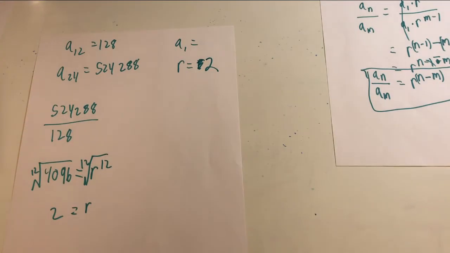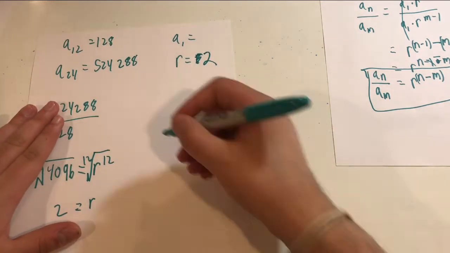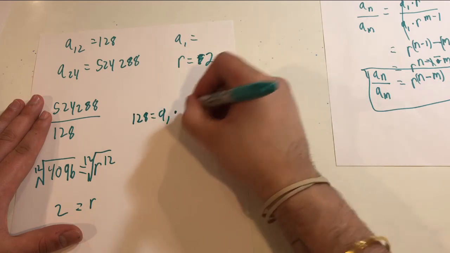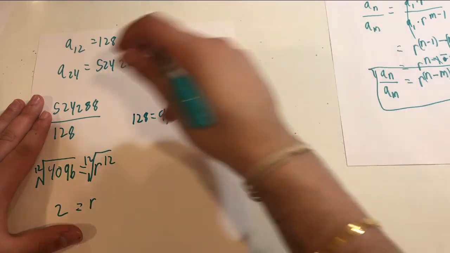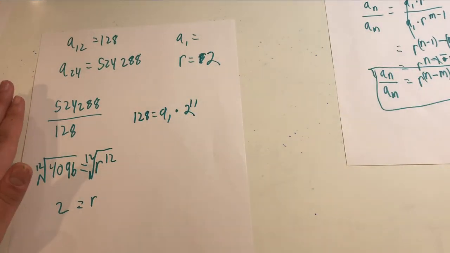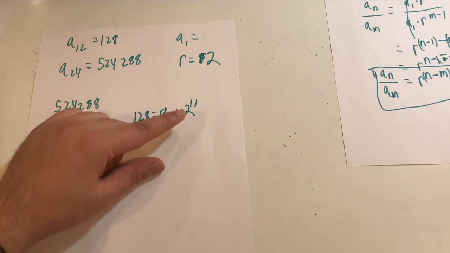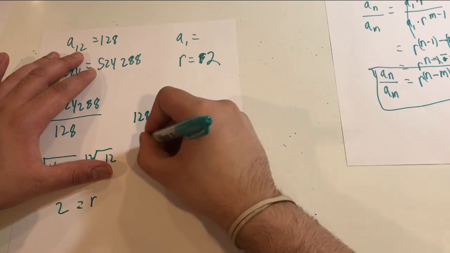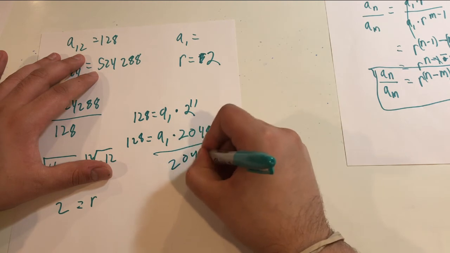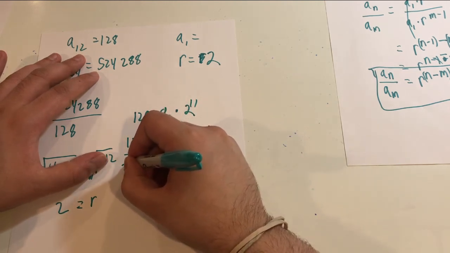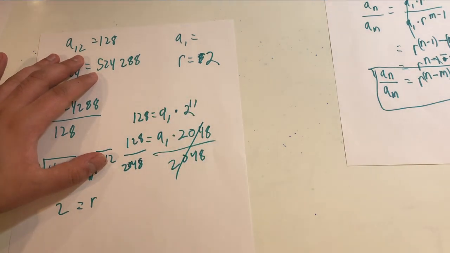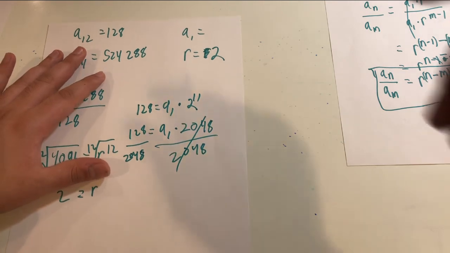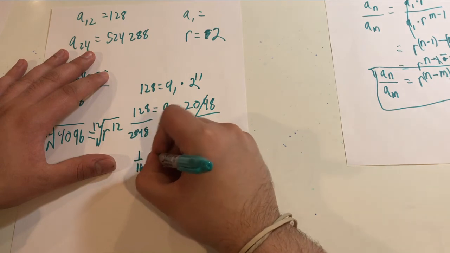What do you do next? Well, let's pick one of these, the one that's easiest to work with. And like I said, typically it's the smaller one. And let's set up the explicit formula. So a sub 12, which is 128, should be equal to a sub 1 times r, which is 2, raised to the n minus 1, 12 minus 1, which is 11. And that's something we can easily figure out. So 2 raised to the 11th power is simply 2048. So a sub 1 times 2048 is equal to 128. Then I divide both sides by 2048. These obviously cancel, and 128 divided by 2048 is simply the fraction 1 over 16. So 1 over 16 is equal to a sub 1.